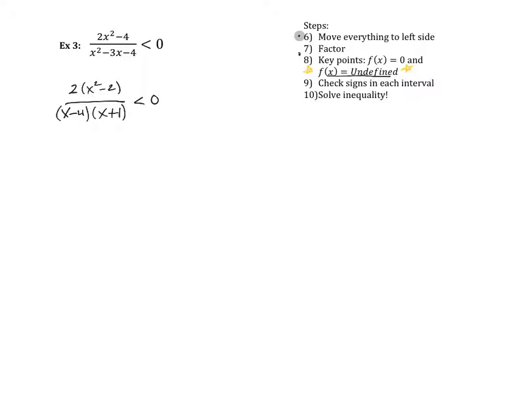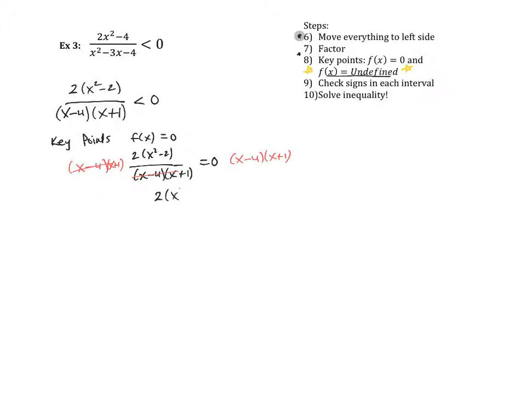Okay, so I did the first two steps. Everything's on the left side, and I factored. Now I need to find my key points. Just like polynomial functions, one of the areas with key points is when my output is 0, and those are the x-intercepts. When is this 0? Here's my function, 2(x squared minus 2) over (x minus 4)(x plus 1). Set that equal to 0. And then you can see if I clear fractions here, it's really just when is the numerator equal to 0.